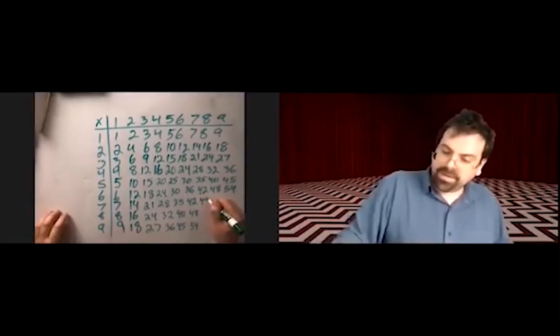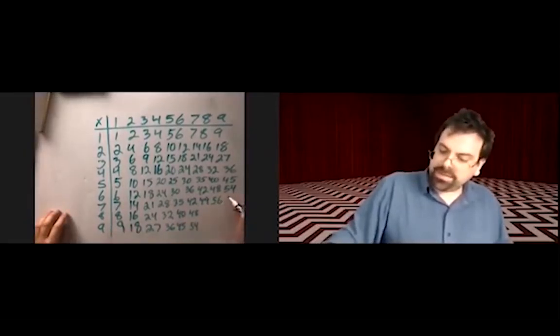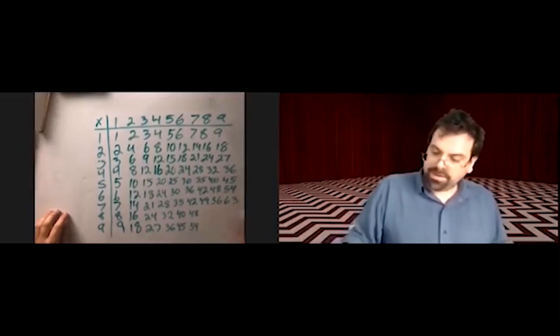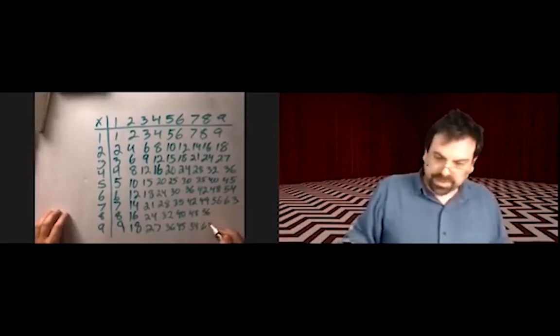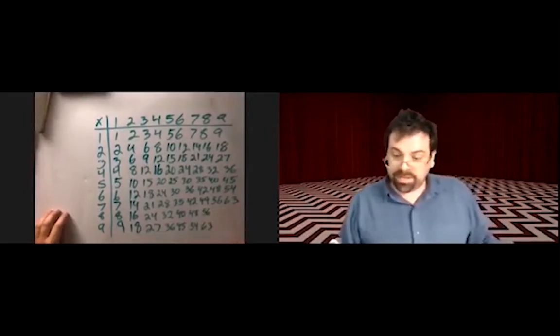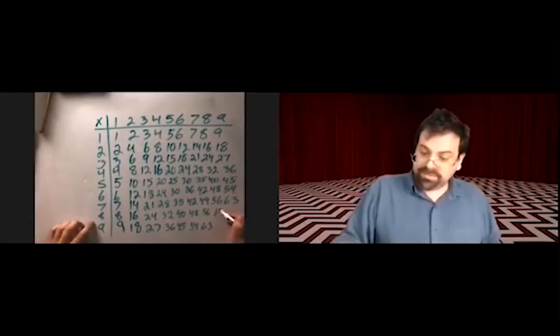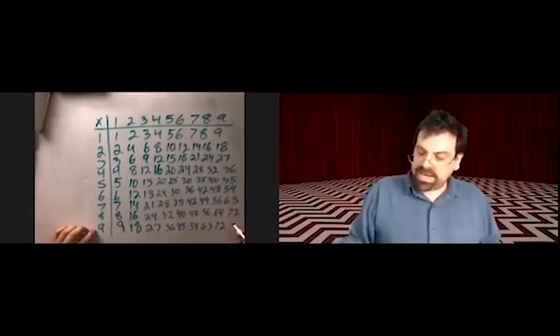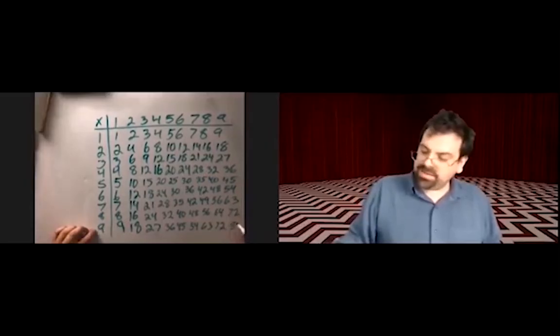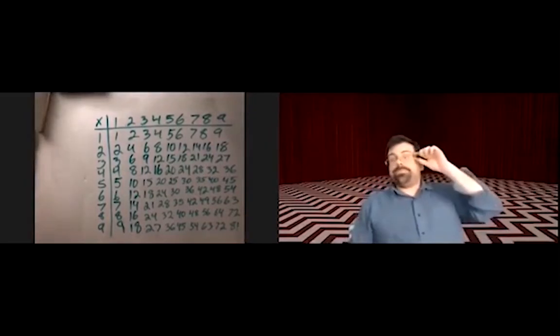Sevens: 49, 56, 63. 8s: 64, 72, and then 9 times 9. If you add 9 to 72, you get 81.